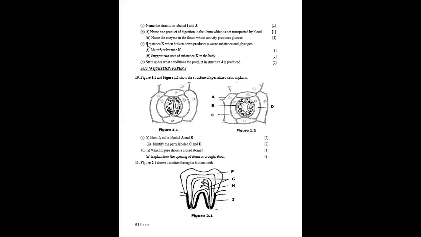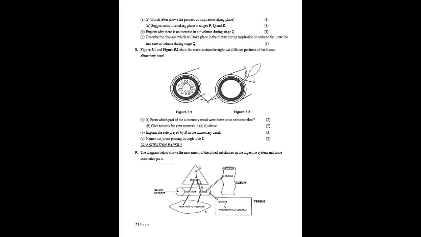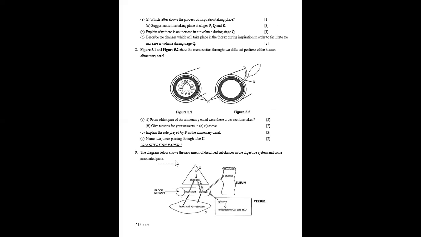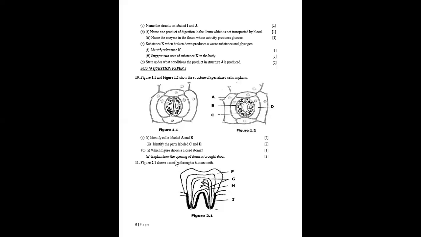Substance K, when broken down, produces a waste substance and glycogen. Identify substance K. Okay, so substance K is amino acid. That's substance K.